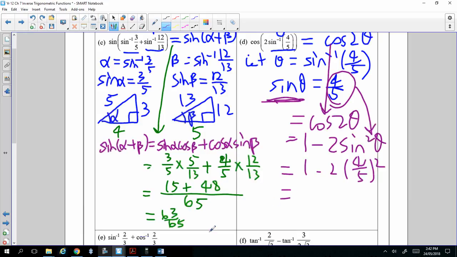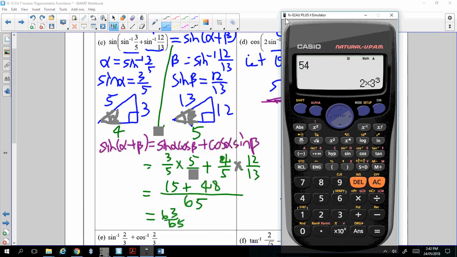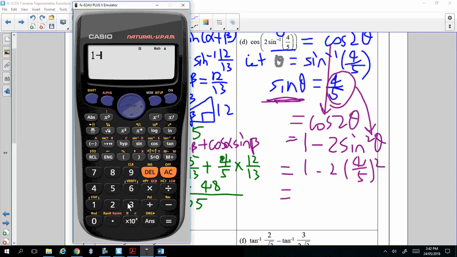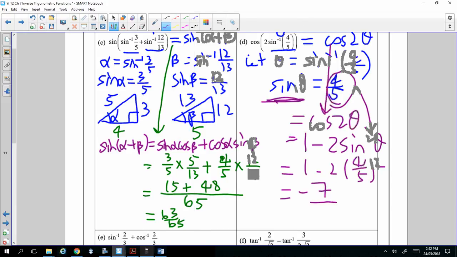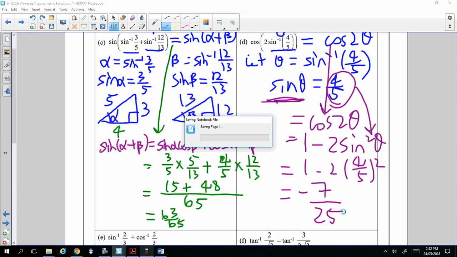It's negative because it's in the second quadrant. Because when you double the angle it becomes obtuse, so cos of an obtuse angle gives you a negative answer. I'll just do one more. The other one, I'll just leave it to you to think about.